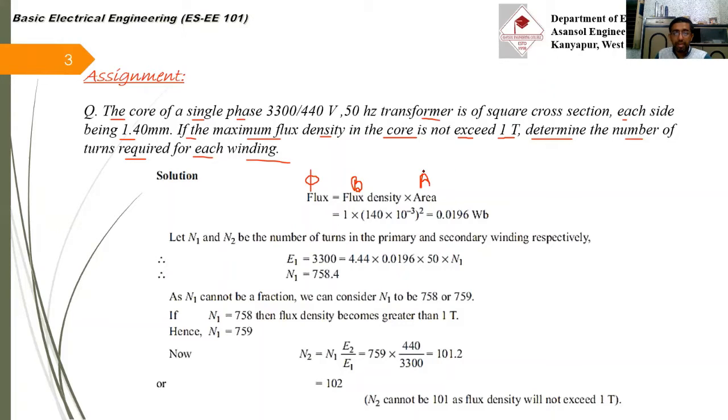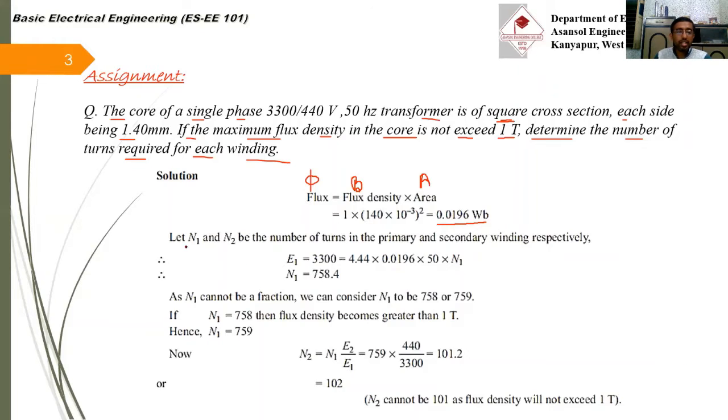Area is capital A and flux is phi. Now, the area value is given, that is 1.40 millimeter into 1.40 millimeter. Why? Because the cross section is of square type, so whatever the length is, that will be equal to the width. So the area will be 140 into 10 to the power minus 3, whole square. So all total the value will be 0.0196 Weber.